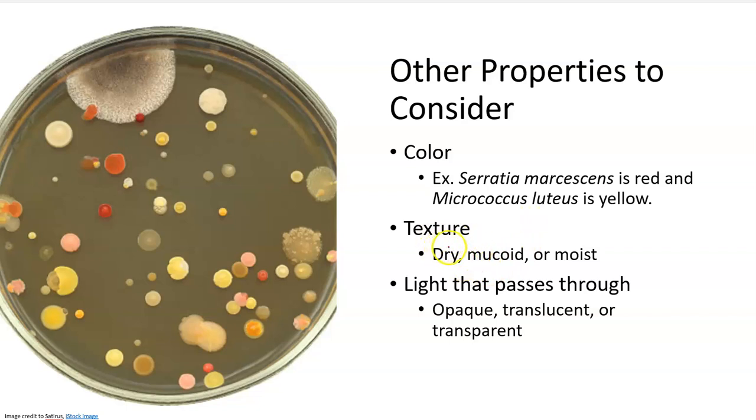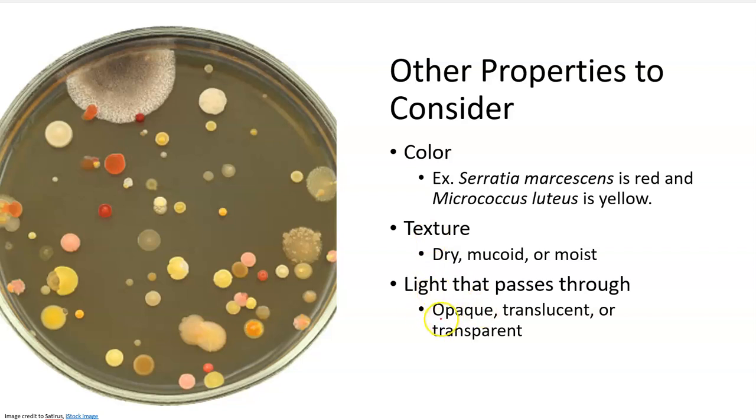We also look at texture. This does imply that you're touching something, but you're not. If you look at the colony and it looks very matte and not shiny, we typically say it has a dry texture. Then there's mucoid and moist. Mucoid has more of a thick, syrupy consistency, whereas moist is more water-based.